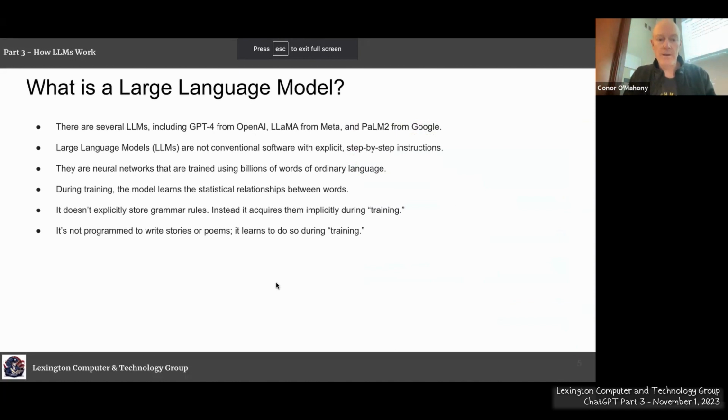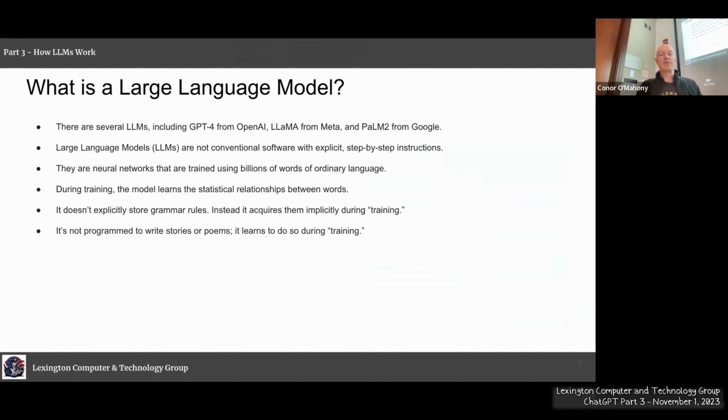Okay, so what is a large language model? There are several large language models. There's GPT-4 from OpenAI. There's Llama from Meta. There's Palm 2 from Google. I think it was John sent me a message during the week. There's Claude from Anthropic. So there are lots of these large language models out there. There are a bunch of open source ones as well.